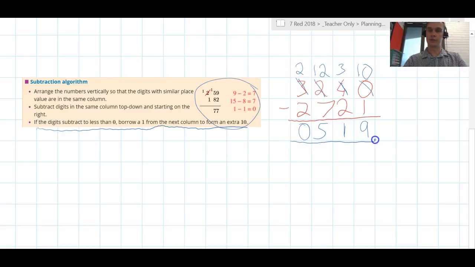Again, I draw the line to make sure that I've finished, and then I'll use a calculator to check my working out. So just go through a few of these, see that you can get that process right, and make sure you ask any questions if you need to.